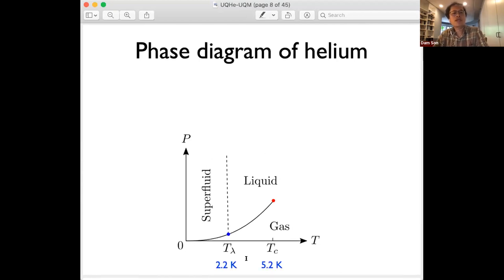The temperature scales that we will be thinking about here are all of the order of Kelvin. The liquid-gas critical point happens at a temperature of about 5.2 Kelvin and a pressure of about 2 atmospheres, while the phase transition between the superfluid and the normal liquid happens at a temperature of about 2.2 Kelvin, which depends quite weakly on the pressure.